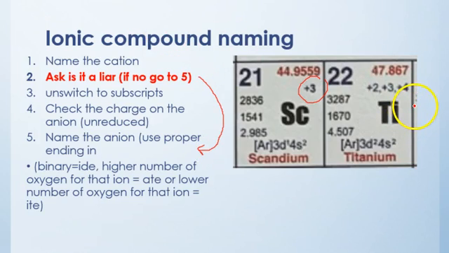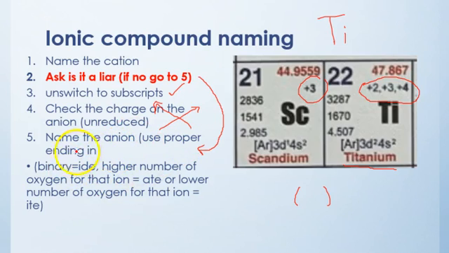However, if titanium was the first element in the compound that I'm writing the name of, not only would I have to write the word titanium out, I would have to leave a space for Roman numerals, because titanium does have more than one common oxidation state. So I would have to do the following steps. I would have to unswitch the subscripts. I would have to check the charges on them to see if they were reduced. I have to unswitch the charges, check them to see if they were reduced, and then I will name the anion.